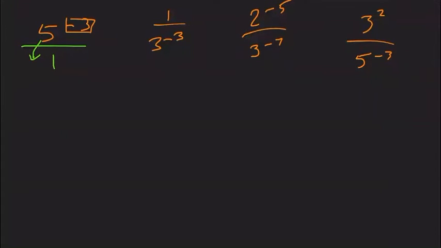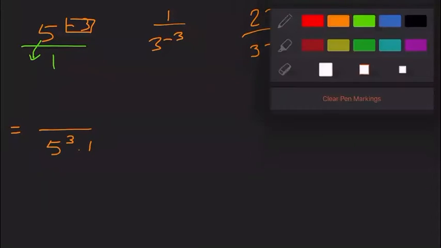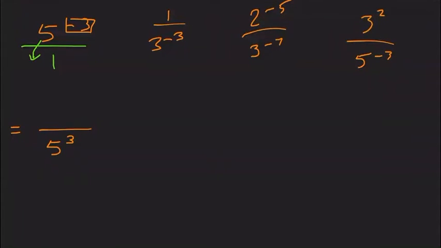which means if it's negative, it's going to become positive. So this 5 to the negative 3rd, it's now going to be on the bottom. It's going to be a positive 3. Technically, the 1's still down here, but it's just a times 1, and 1 times anything is itself. So we don't really need to rewrite that 1.